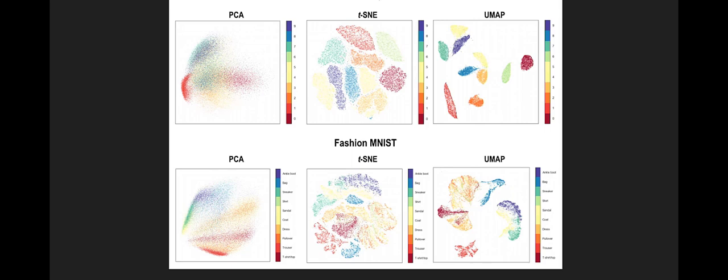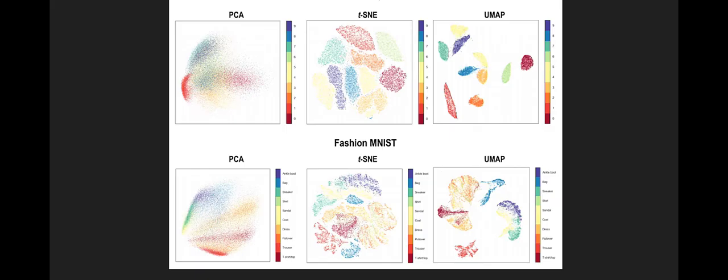Wrapper methods. These methods evaluate subsets of features by training a model on each subset. They are more computationally expensive but can find better feature subsets. Examples include recursive feature elimination, RFE. Embedded methods. These methods perform feature selection as part of the model training process. Examples include lasso regression and tree-based methods.